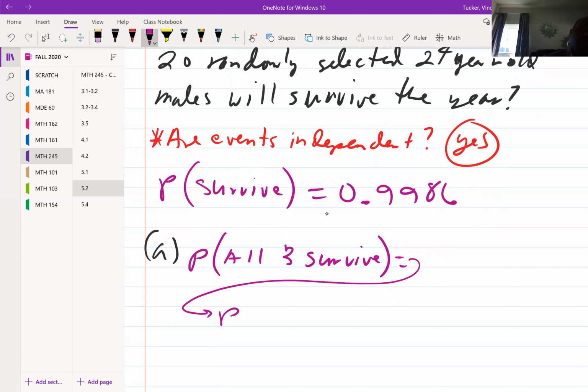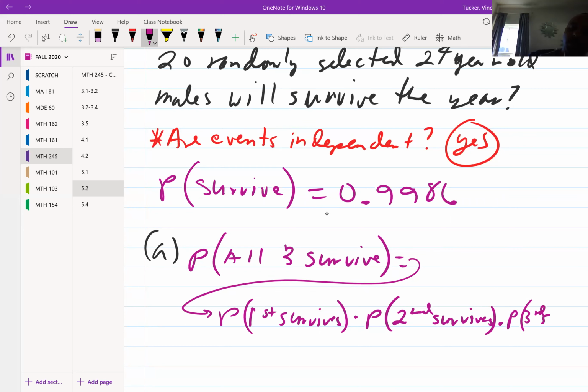So we're looking at the probability that the first survives, times the probability that the second survives. Still didn't make enough room. Third survives. So you squeeze that one in.